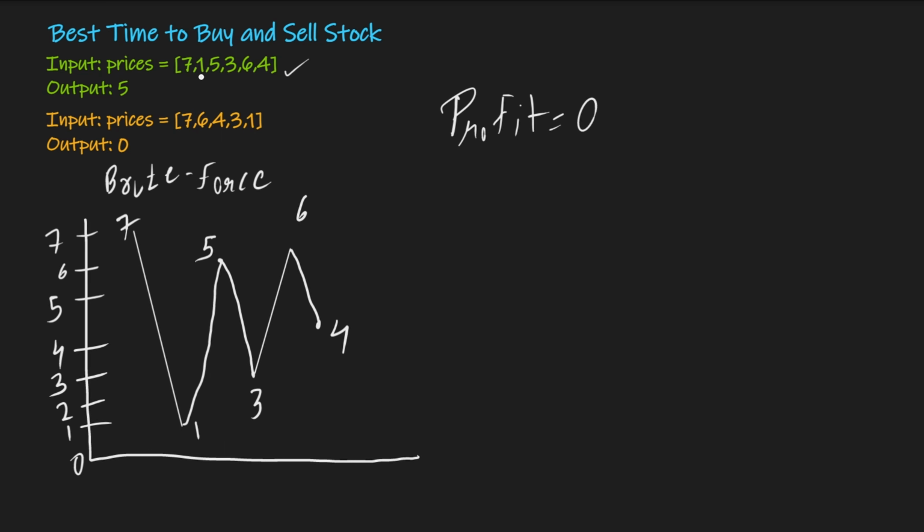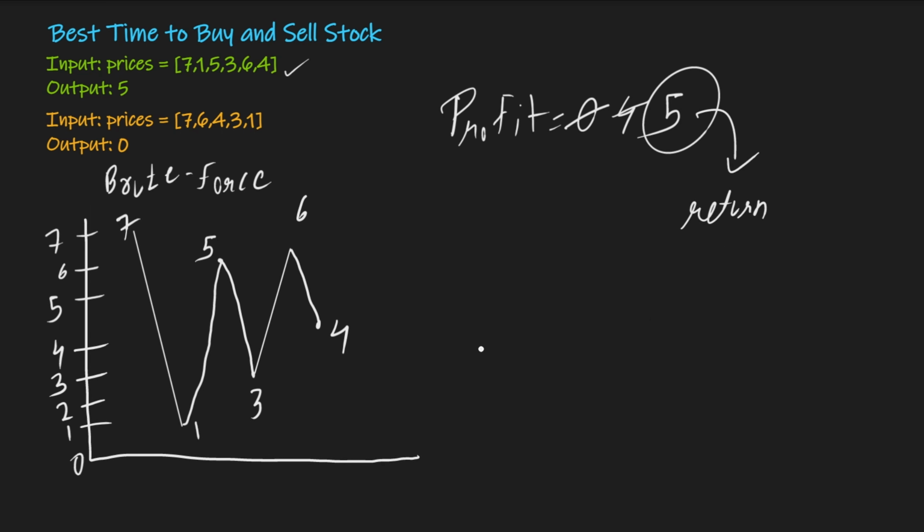Now when you go to 1 5, the profit becomes 4. Now 1 3, profit is 2, but you have maximum profit 4, leave it. 1 6, the profit is 5, so we are gonna place 5 here. And 1 4, the profit is 3, we are not gonna replace the profit. Now 5 3, 5 6, 5 4, 3 6, 3 4, 6 4, you are not gonna get maximum profit from these. So whatever this value is, you are gonna return, and it is your maximum value.